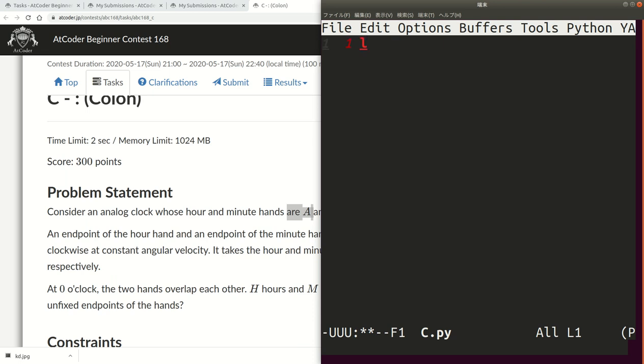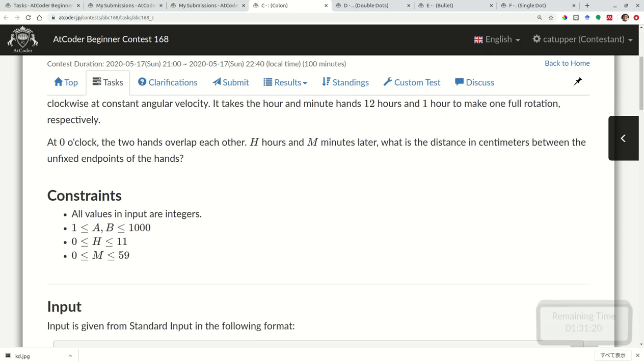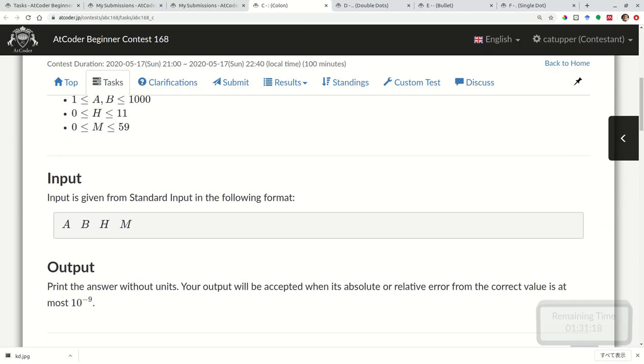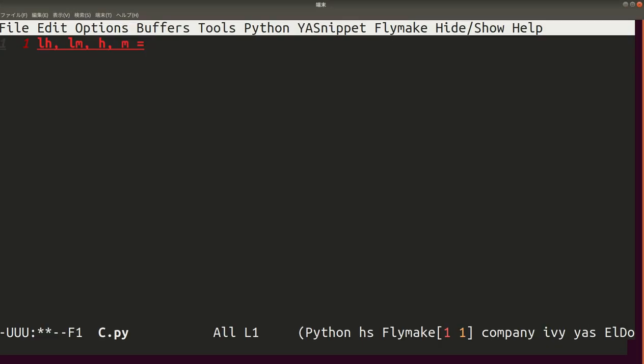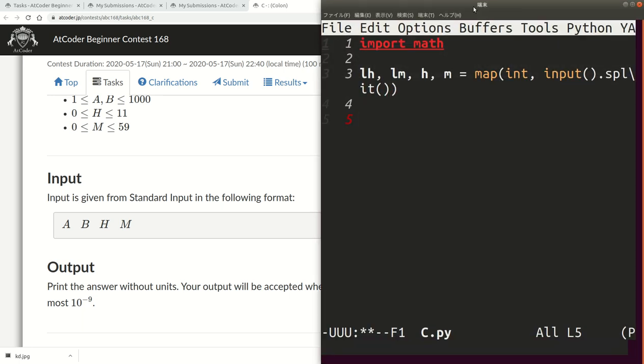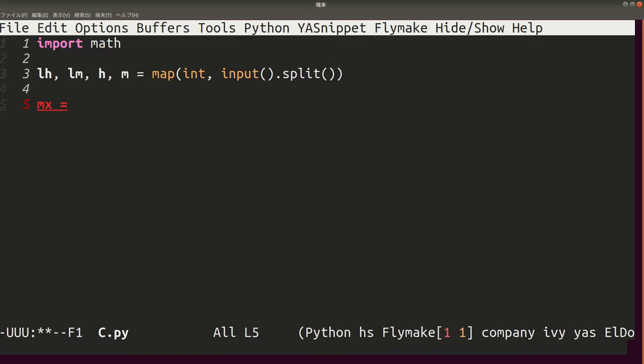get the length of hours and length of minutes, and the time, hour and minutes, with space separated. And input split, and let's use math. Import math. And okay, so what we need is minute x, hour x is sine.